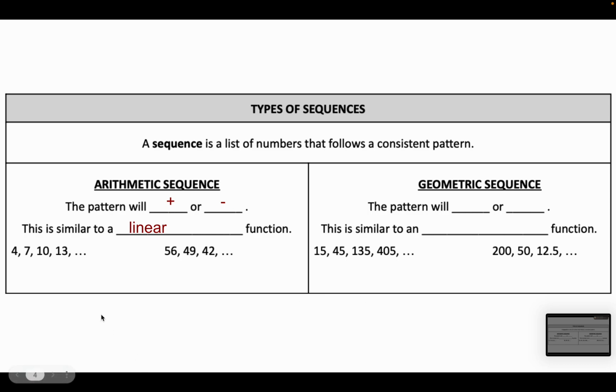And so down below here we have two arithmetic sequences, and we're just going to practice finding the pattern of change. So for this first sequence on the left here, 4, 7, 10, 13, we can see that the pattern of change is adding 3 because 4 plus 3 is 7, and 7 plus 3 is 10, and 10 plus 3 is 13. So that means that our pattern of change would be plus 3. For this second sequence, we can see that the pattern of change is going to be minus 7, because 56 minus 7 is 49, and 49 minus 7 is 42.